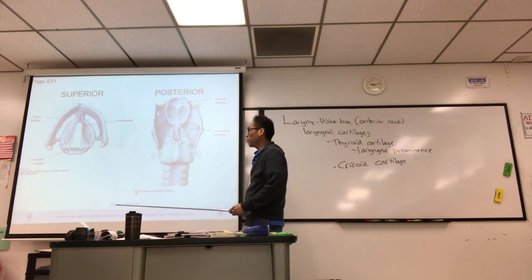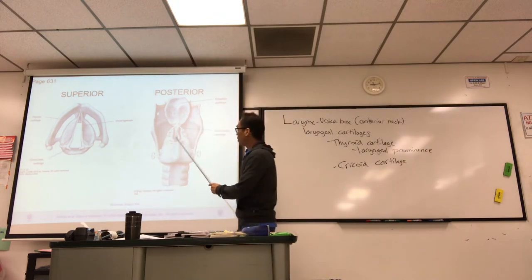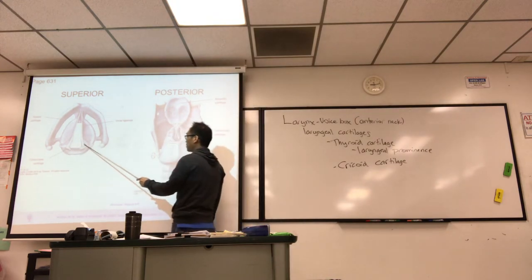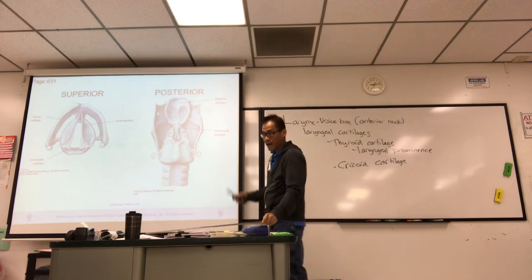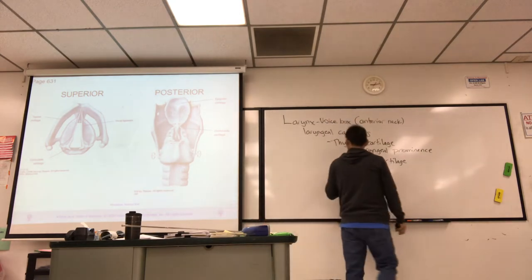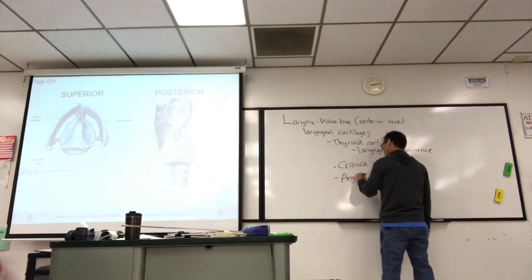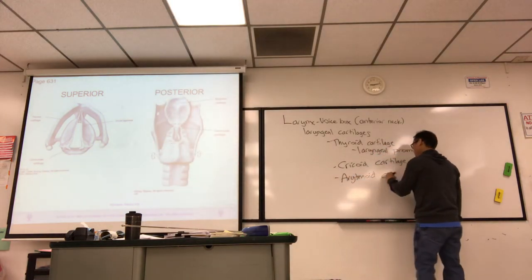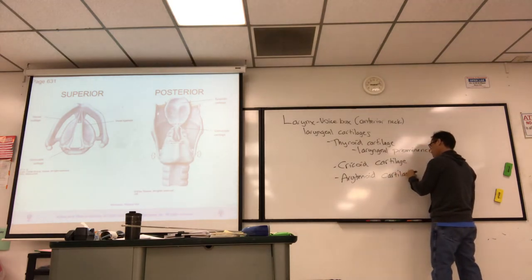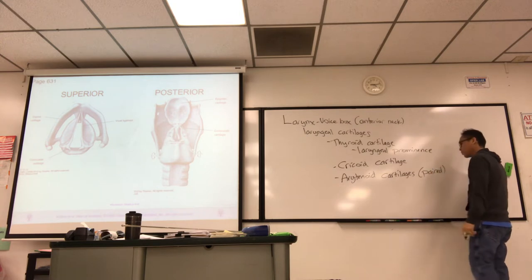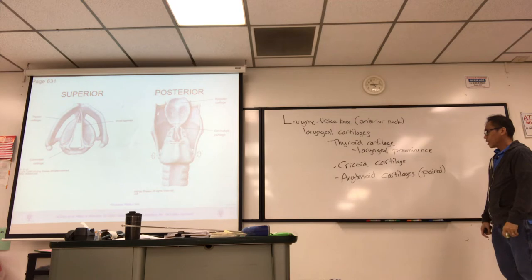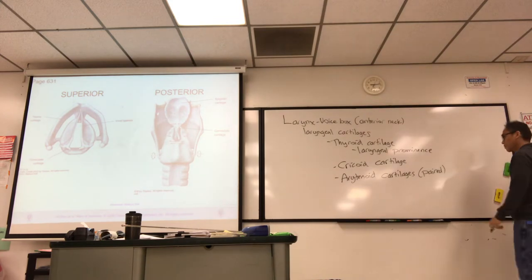If you look at a superior view, you can see both posteriorly and superiorly these pitcher-shaped arytenoid cartilages. They're paired, so I'm writing that they're paired. You have two of them. Now these cartilages, not only are they paired, they pivot, they can move. And that's what the picture on the right is trying to indicate to you. They can pivot.